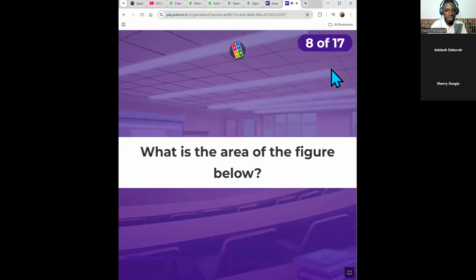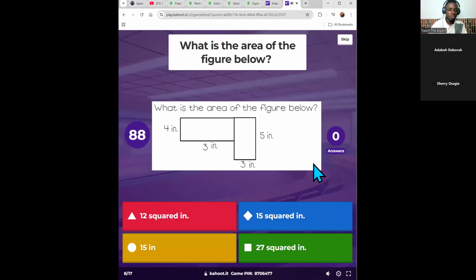What's the area of the figure below? Note that this is area and not perimeter. I can't see what they'll say. 4 inches on here. And what did the other say? 3 inches, 5 inches, 3 inches. So one rectangle has 4 and 3, the other one has 5 and 3. That's what formed the full shape.